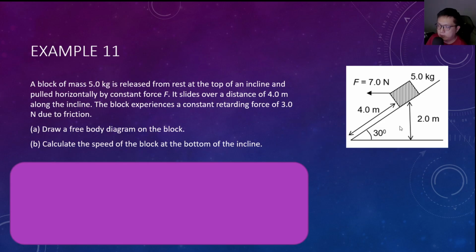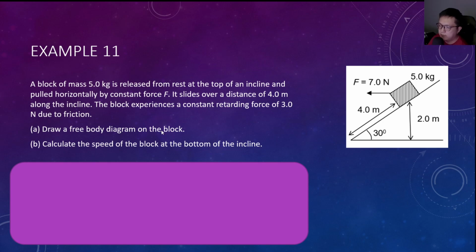Okay, let's try one of the questions. Example 11. A block of mass 5 kg is released from rest at the top of an incline and pulled horizontally by constant force F. So this force F is pulling this way. The box experiences a constant retarding force of 3.0 newtons due to friction. So friction is acting upwards there, up along the slope.